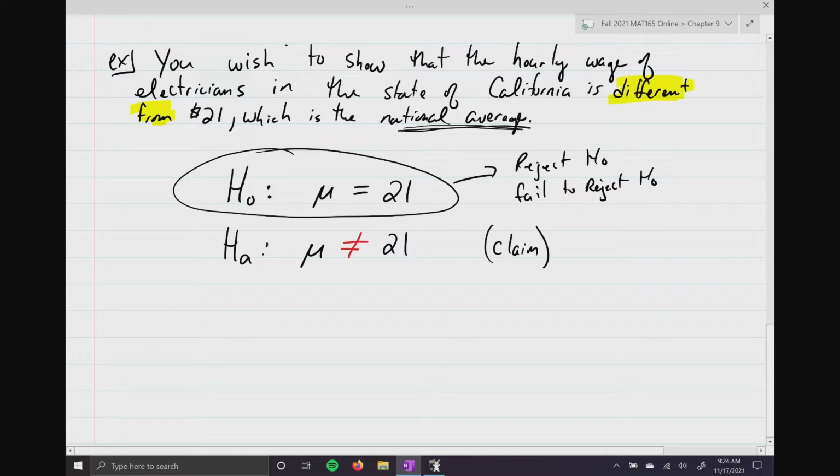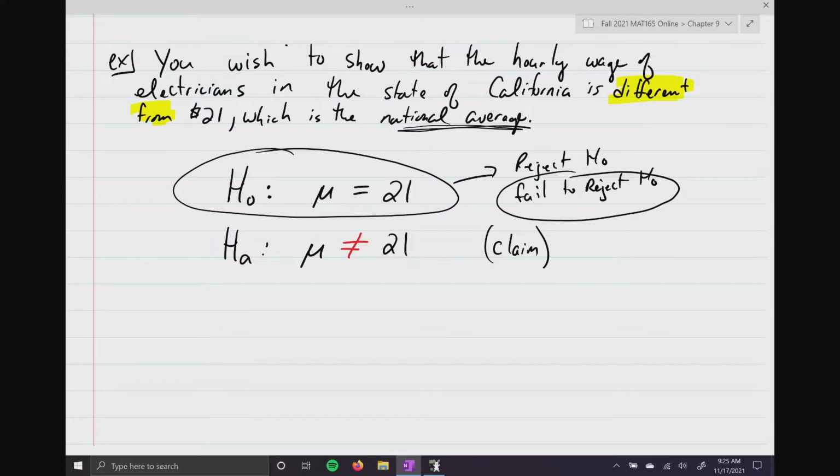Now, to give you an idea of what's happening here, if our data supports whatever our claim, all right, if our conclusion is reject the null, then that means we can X this out, which means the data we've collected supports the claim, which, yes, the average hourly wage of electricians in the state of California is different, okay? However, if our sample data does not reject the null, in other words, if our conclusion is failed to reject, then our conclusion would be, you know what? The data we've collected shows that the hourly wage of electricians in California is not different than the national average. So that's what we're going to be looking at. We're going to be trying to do this type of hypothesis testing.